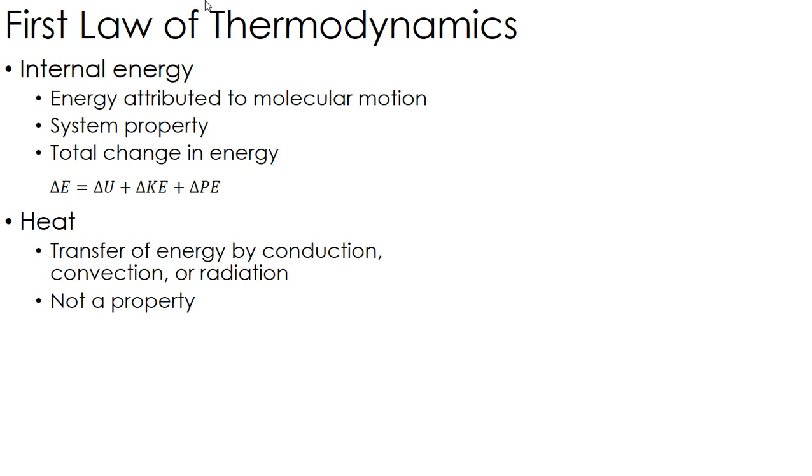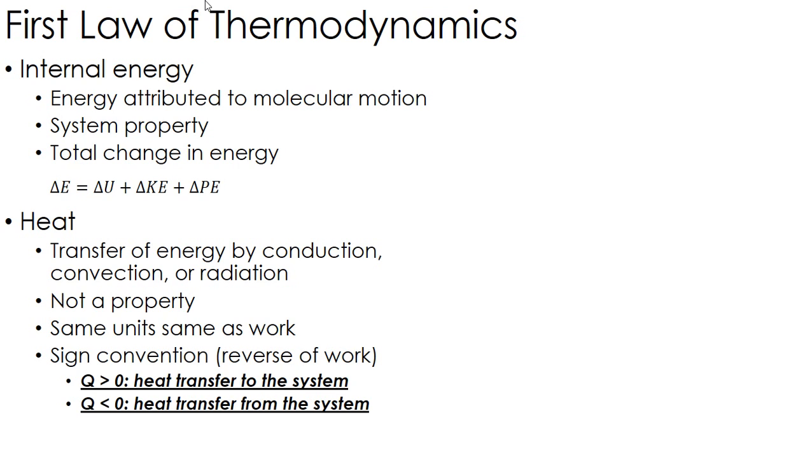So between sets of properties or states, you have some amount of work and some amount of heat that changes those properties. That heat is part of the process, similar to how work is. So it has the same units as work, the same units as energy. Now the sign convention, and this is very important, is the reverse of work, in that a heat transfer to the system is positive, whereas heat transfer from the system is negative.